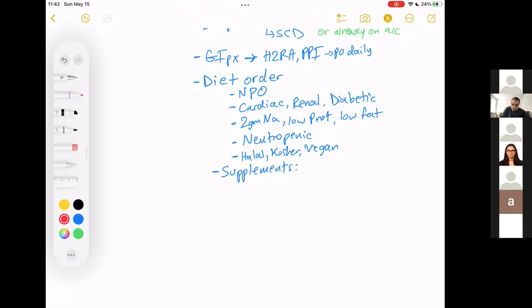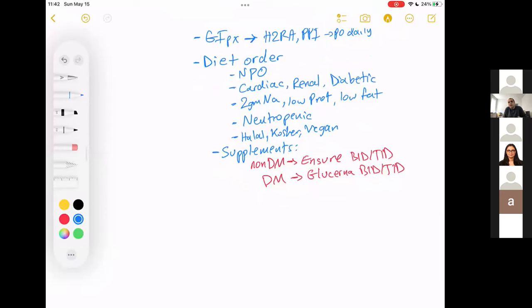The two you're going to know are, if somebody is non-diabetic, you can give them something called Ensure. This is a supplemental protein, okay? And you can give it BID, TID, whatever. If they're diabetic, then you will give them something called Glucerna. Again, this is BID or TID. Again, these are supplements to the diet and you give them to somebody who's frail, can't eat well, and needs high protein, but you can't give them protein directly. So they give them the shakes to take on a regular basis, okay?